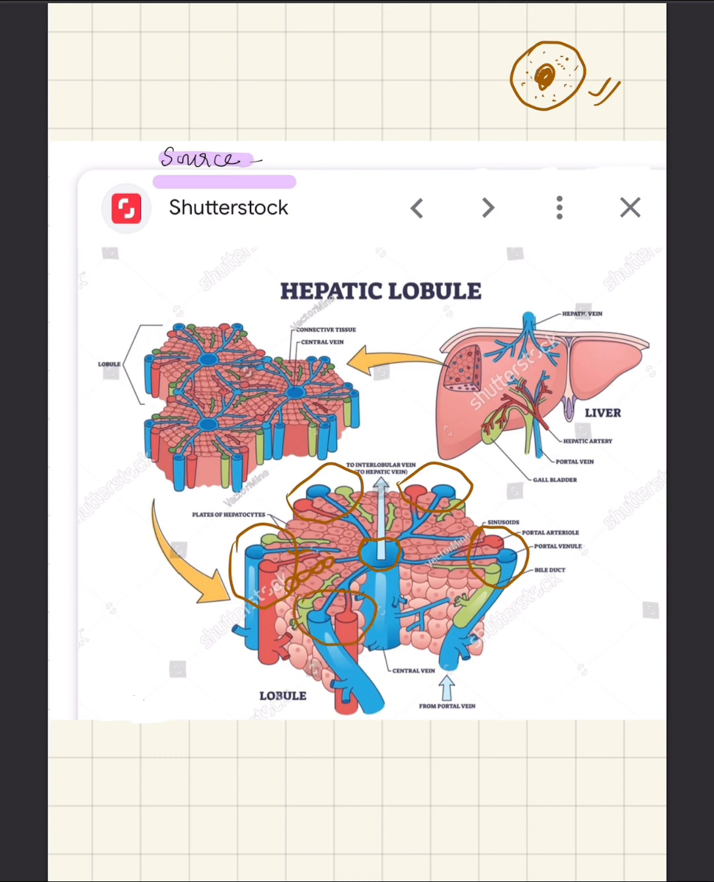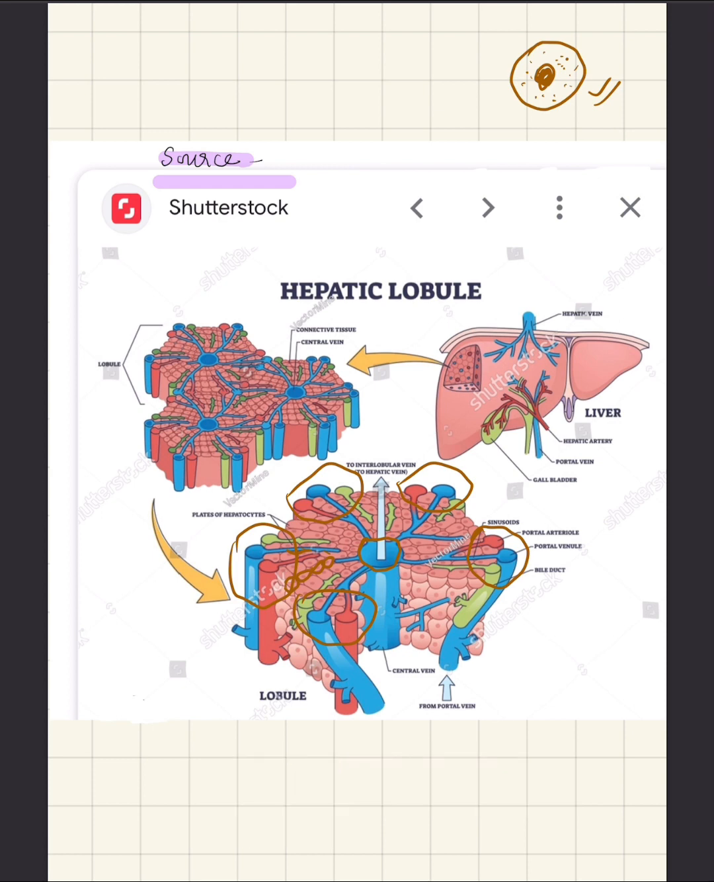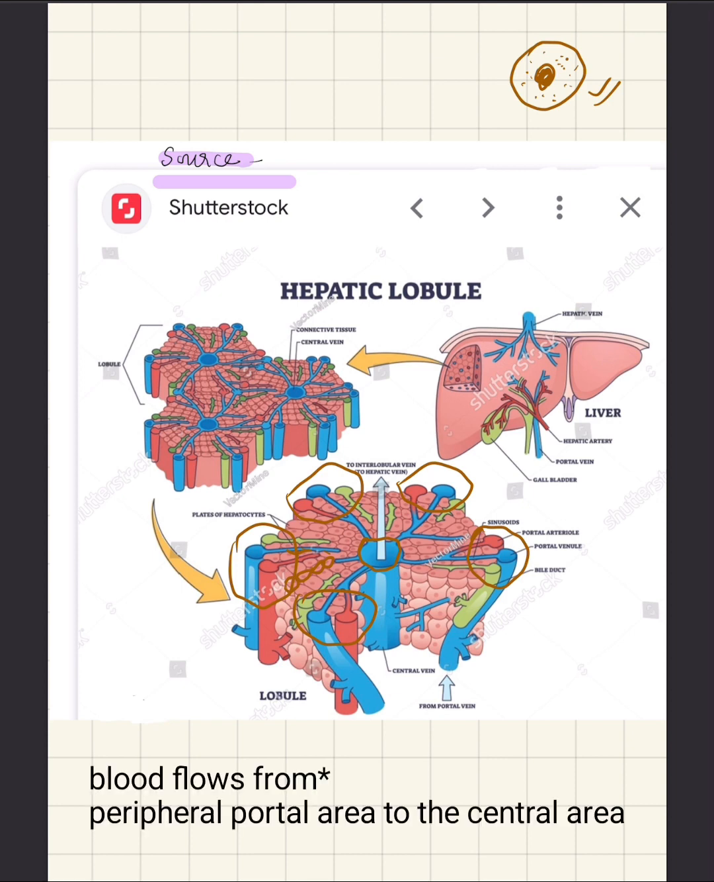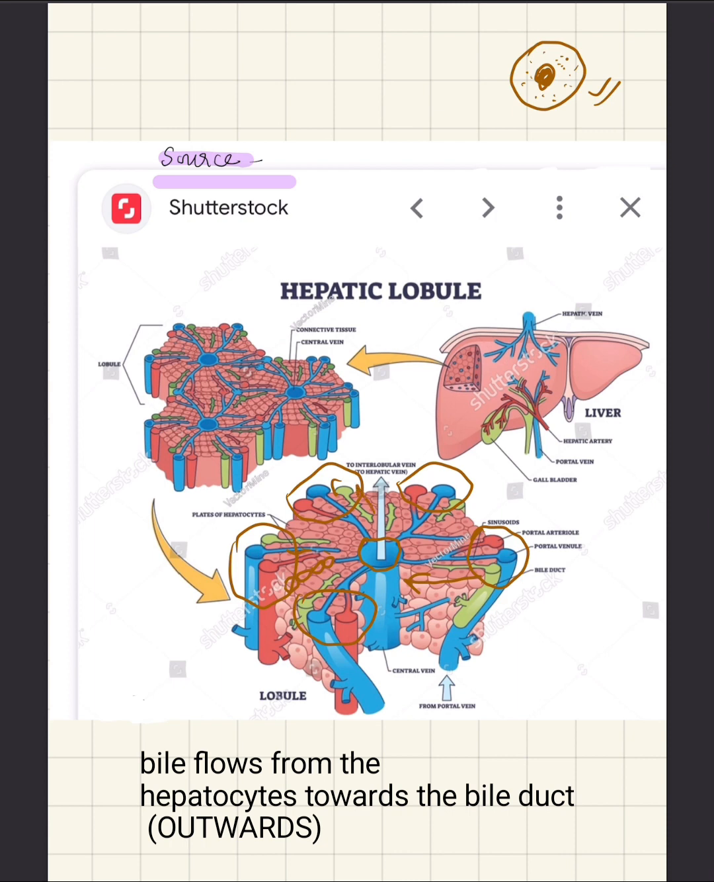surrounding a hepatic lobule. In a portal triad we have a portal vein, then hepatic artery and bile duct. So these three run in parallel to each other. About the flow of blood, the flow of blood in the portal vein and the hepatic artery is from the peripheral to central, while in the bile duct the flow will be from the liver to this bile duct, because the hepatocytes are synthesizing the bile and then it will flow towards this bile duct.